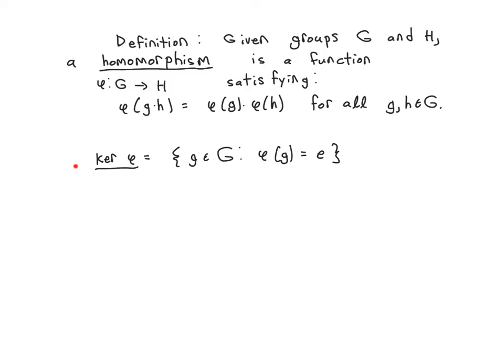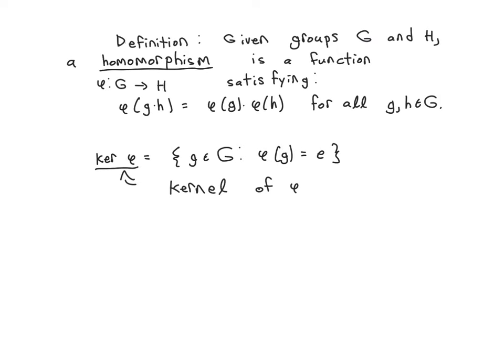The other definition we're going to need is the kernel of phi, which is defined to be those elements in the domain whose image under phi is the identity element in the codomain. So all g in the domain group such that phi of g is the identity. We'll prove in class that this is actually a normal subgroup of G.